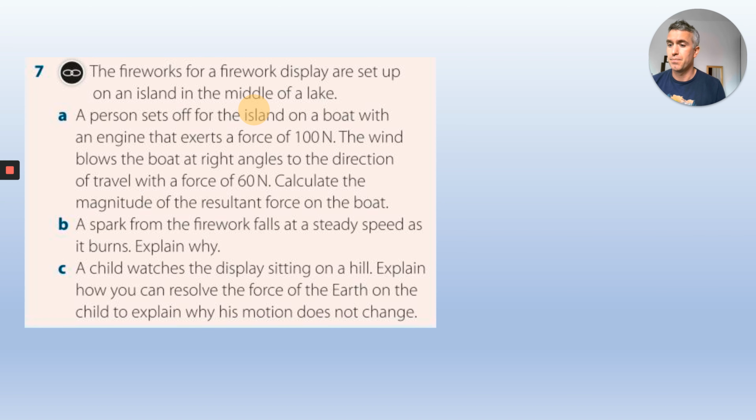Diagram time. A spark that flies from the firework falls at a steady speed as it burns. Explain why it's a steady speed. Why does something fall at a steady speed? A child watches the display sitting on a hill. Explain how you can resolve the forces of the earth on the child to explain why his motion does not change.